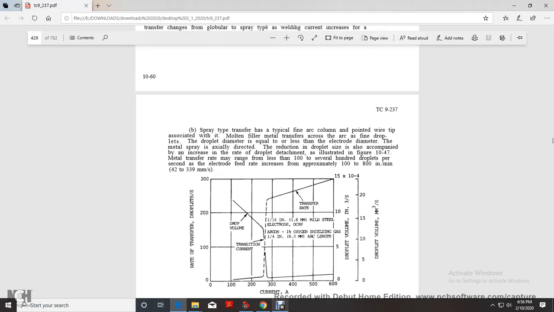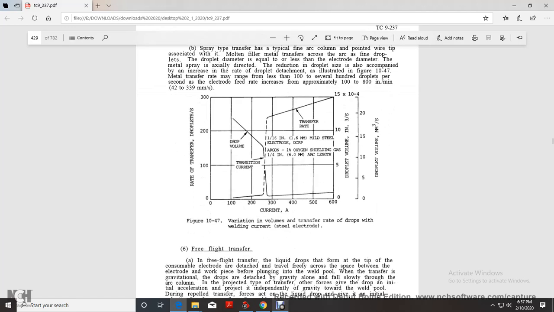Molten metal spray is axially directed, with a reduction in droplet size, but is accompanied by an increase in the rate of droplet detachment. As illustrated in Figure 10-47, the metal transfer rate may range from less than 100 to several hundred droplets per second as the electrode feed rates increase from approximately 100 to 800 inches per minute. Figure 10-47 shows the variation in volume and transfer rate of drops with welding current.